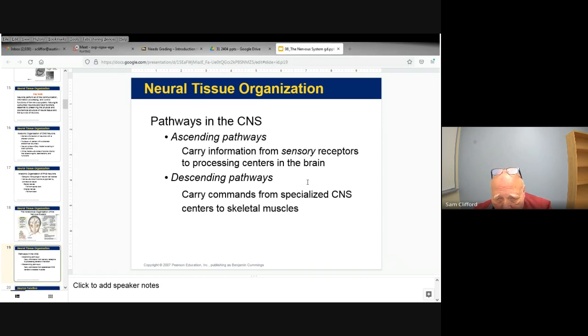Ascending pathways are carrying afferent sensory information to the brain. Descending pathways are sending information for skeletal muscles to be able to contract and allow you to walk, sit in a chair, do various activities such as learned activities. And so those columns are very, very important. Okay, so let's move on.